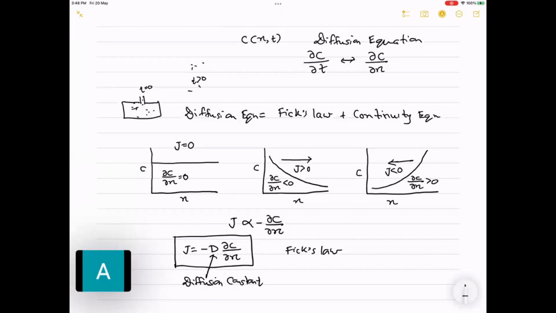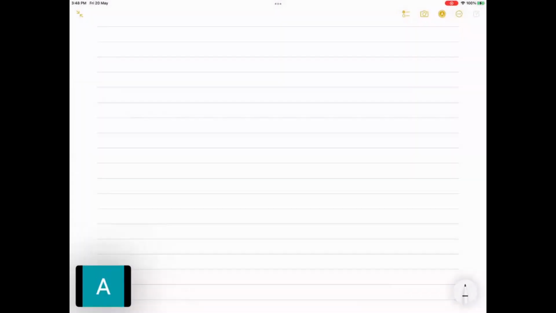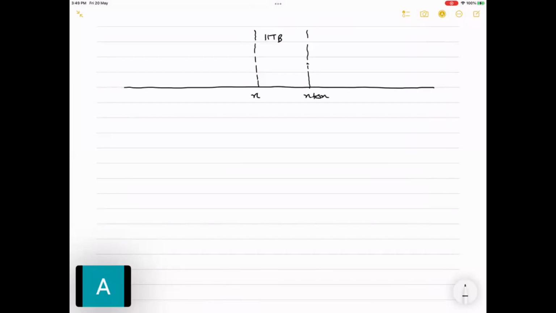Now, we have to derive the diffusion equation, and for that, we have to combine Fick's law with the continuity equation. Now, let's see what the continuity equation is. Suppose my IIT Bombay is situated on a straight road, which is on JVLR, let's say. And this is my IIT Bombay campus. Let's say this location is X. This is X plus delta X. Two boundaries.